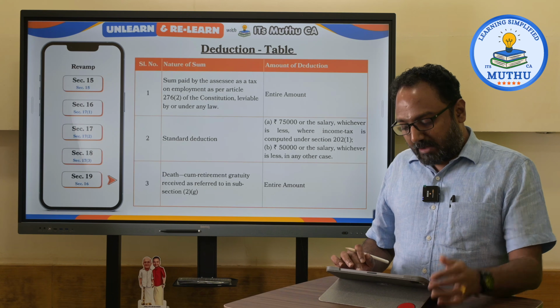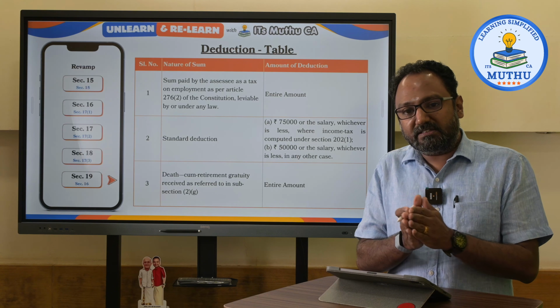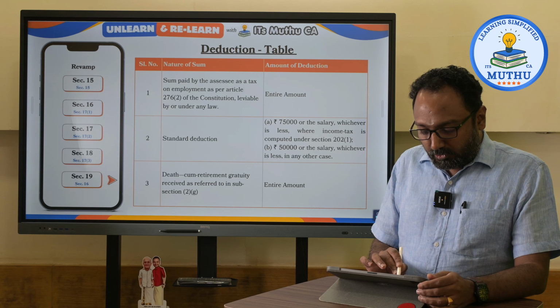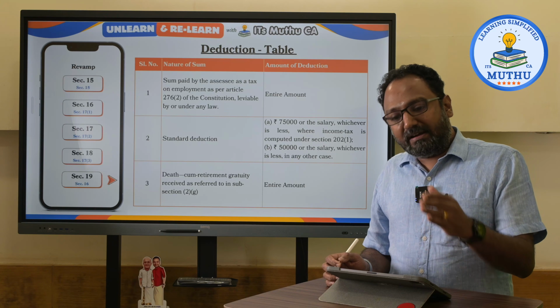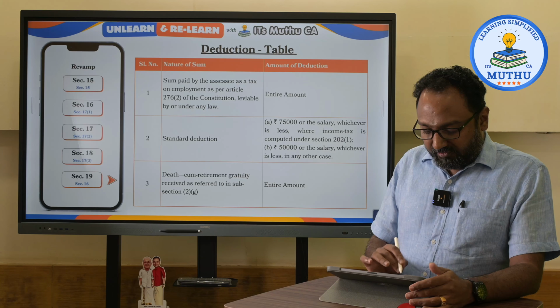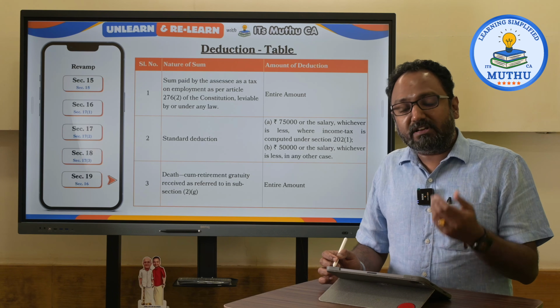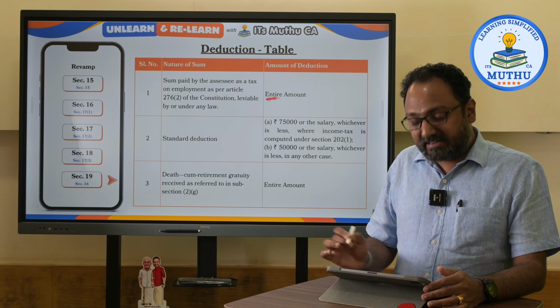Now, what is this table? How does this table look? The deduction table in section 19 has 3 columns: serial number, nature of sum, and amount of deduction. Now the first one talks about the sum paid by the assessee as a tax on employment, that is your professional tax, which is the entire amount.